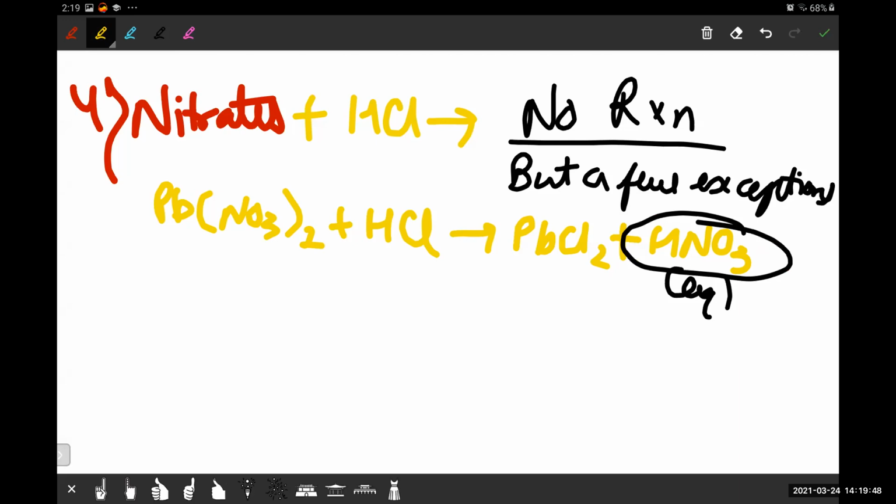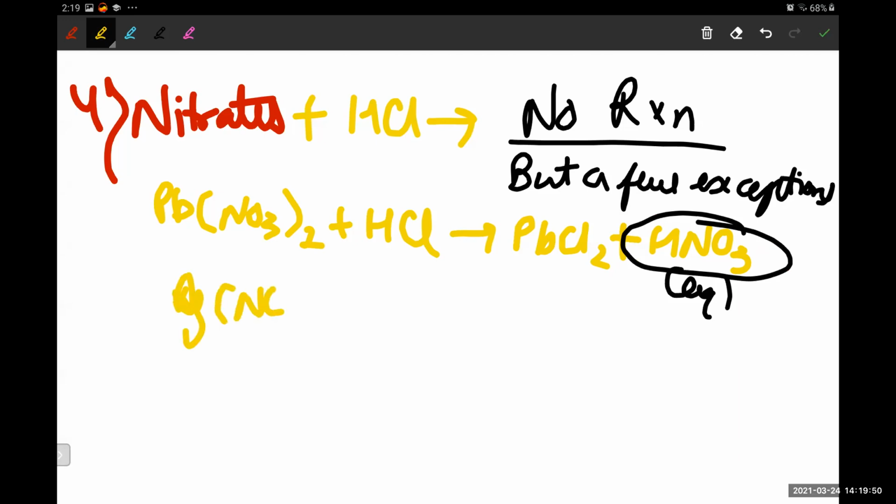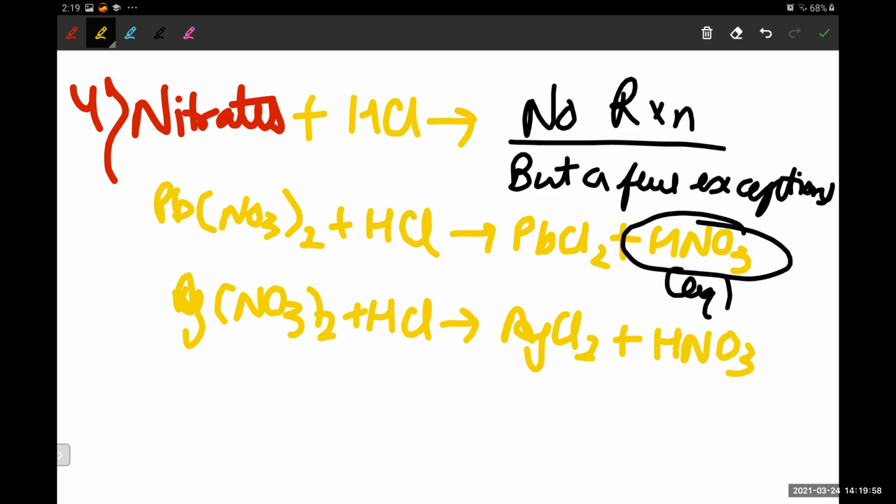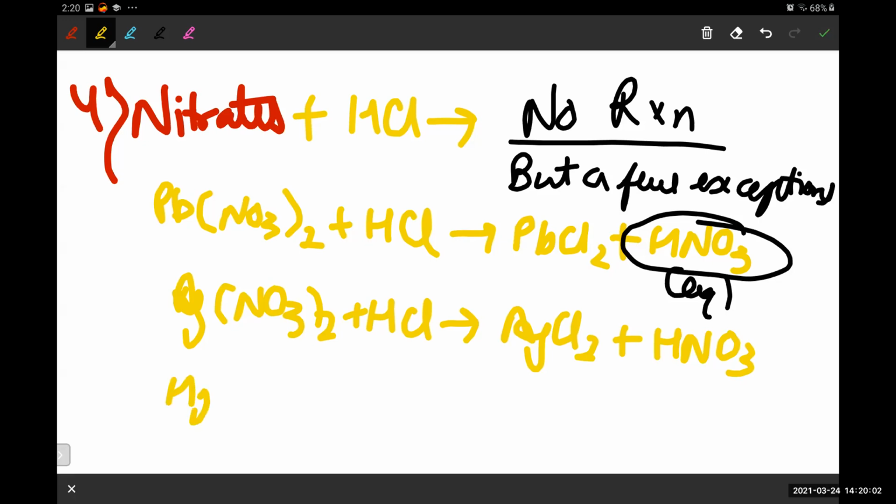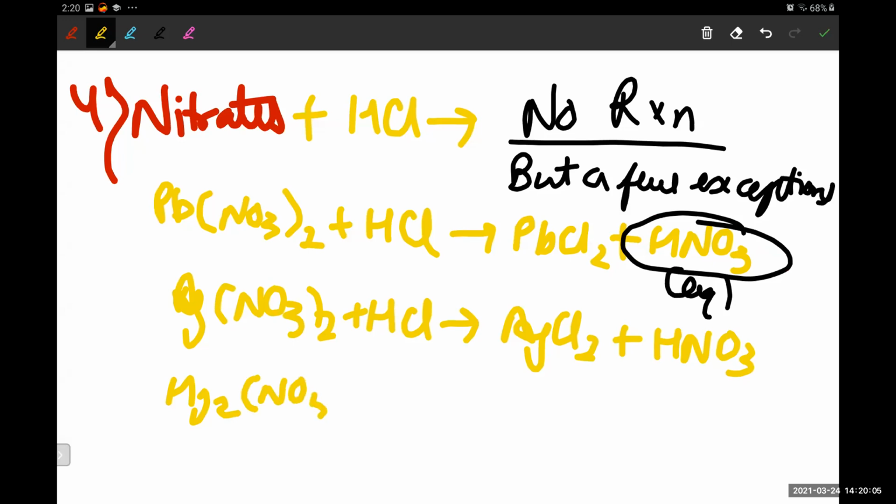Okay, next one more example. Let's take AgNO3. AgNO3 plus HCl will give us what? AgCl plus HNO3. The same goes with mercurous nitrate. Hg2(NO3)2 plus HCl will give us the same thing. What? Hg2Cl2. Very good. Hg2Cl2 plus HNO3.